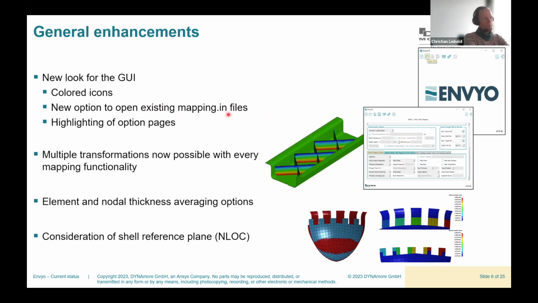I've mentioned the mapping.in file already, just to give you an idea of what it is. That's basically our input file. Like if you use DYNA, we have these key file formats, which are ASCII-based input decks, and you use those to start your simulation. We do the same thing in ENVYO. So we create an ASCII input deck, which holds information of what data should be transferred and what the file names are. That's what we call the mapping.in file.